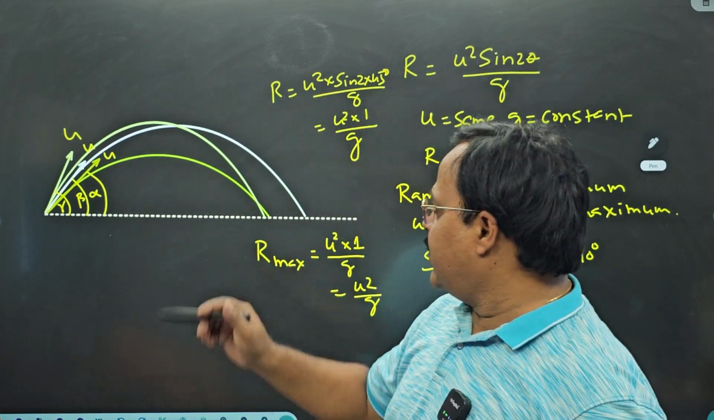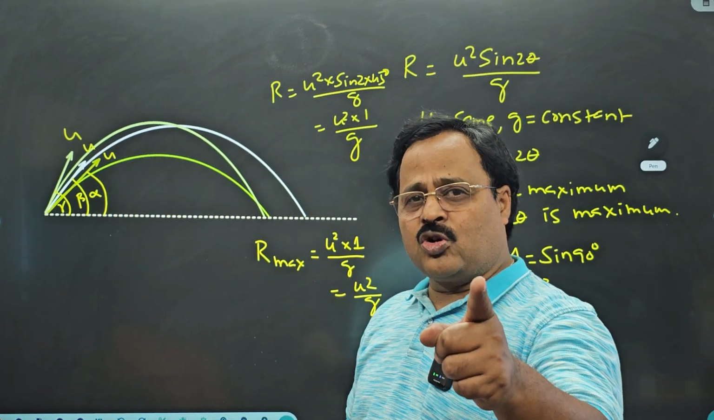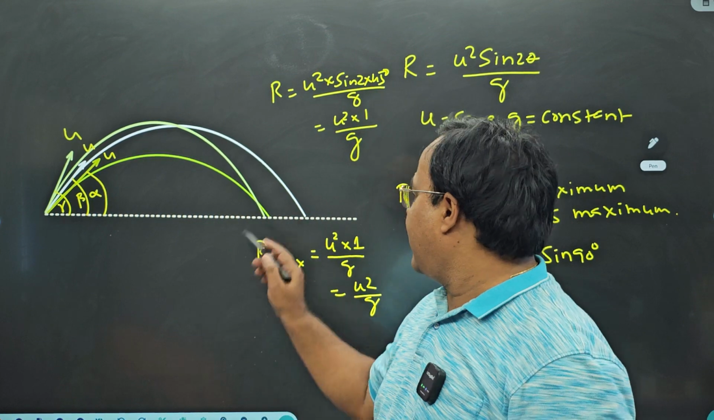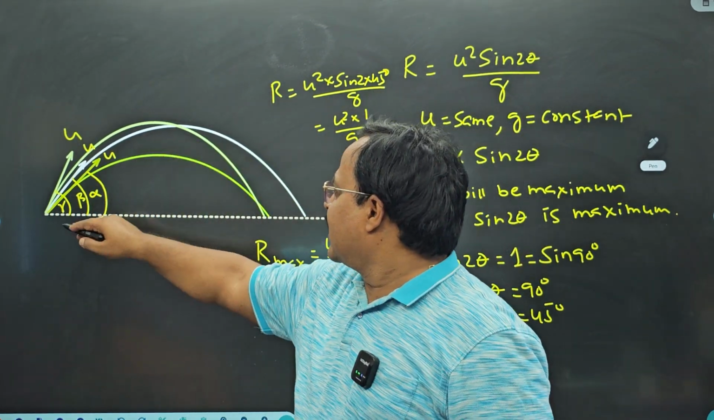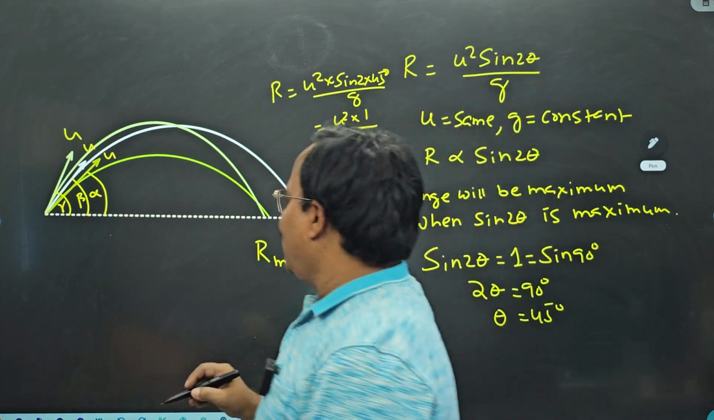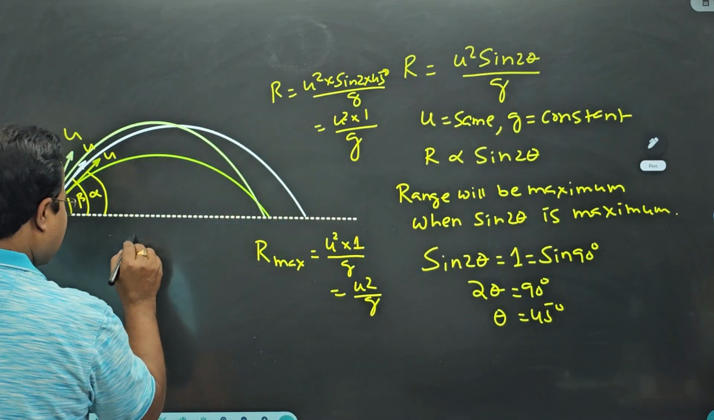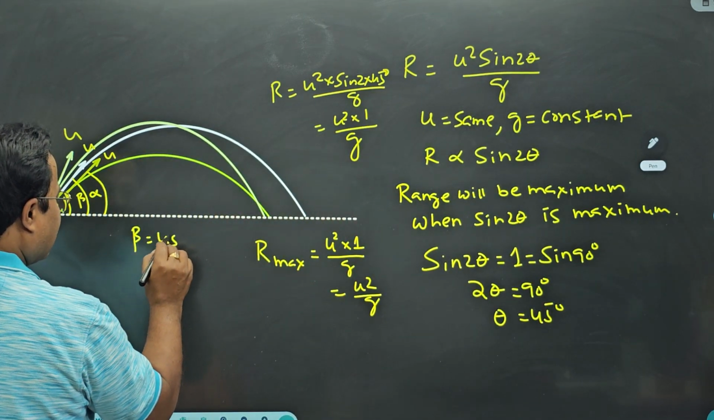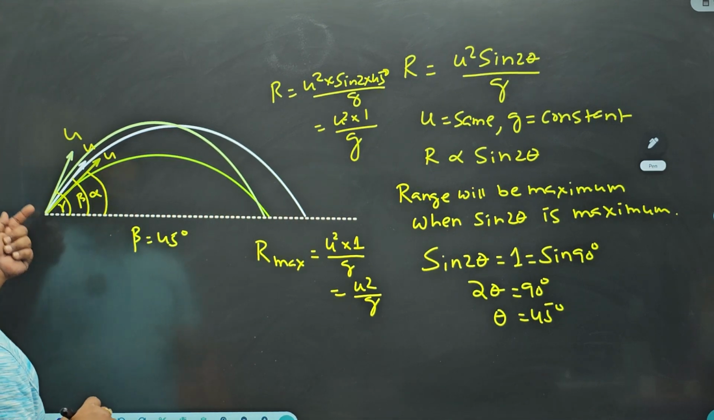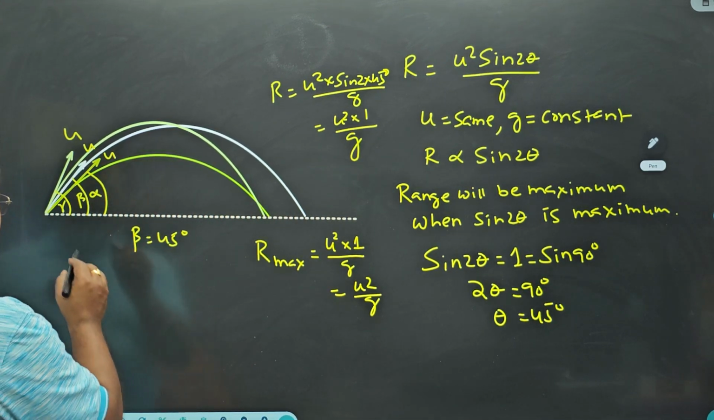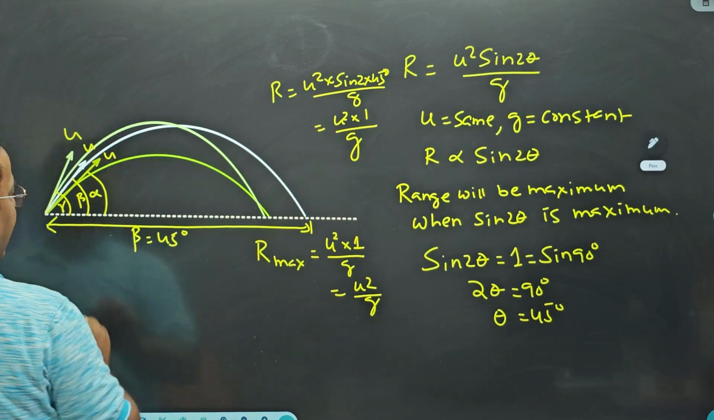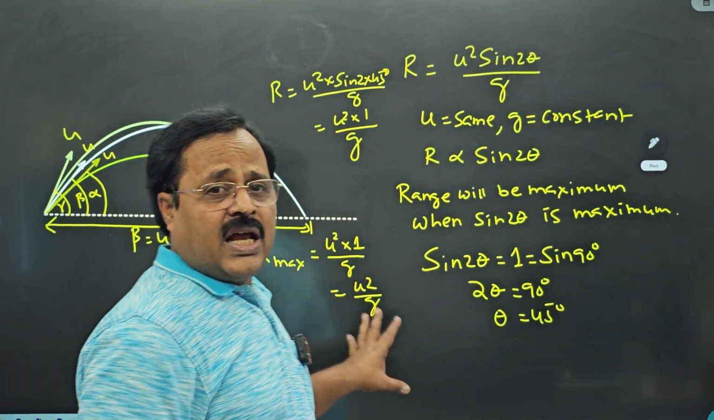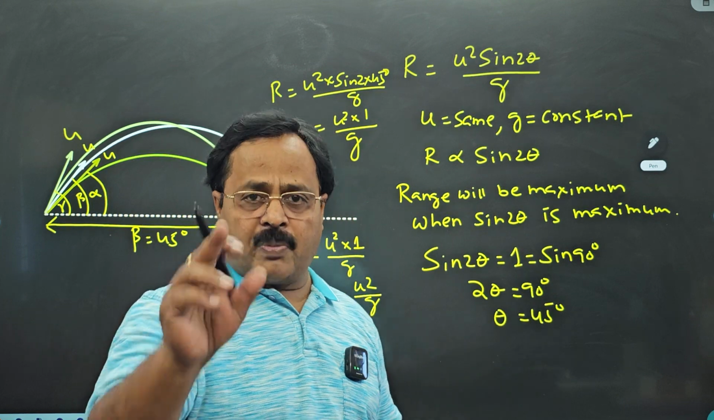You see here, which projectile is thrown with angle of projection 45 degrees? The one given in white color. So here angle beta is equal to 45 degrees. The projectile thrown at 45 degrees will have the maximum range, as I have shown in the diagram. Okay, my dear students, the maximum range is equal to u square by g.